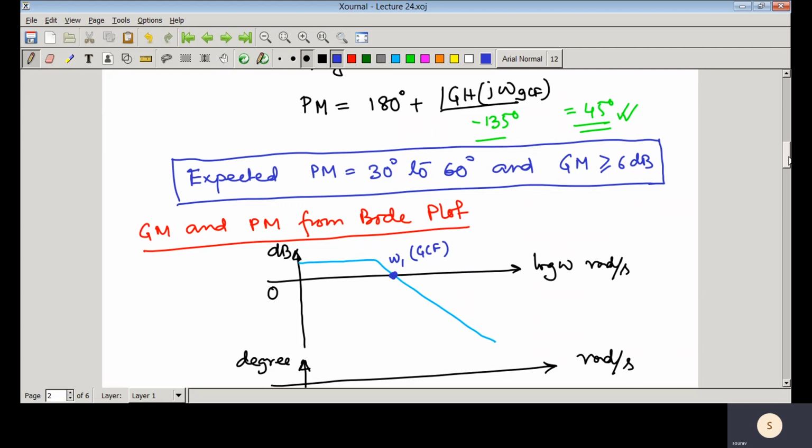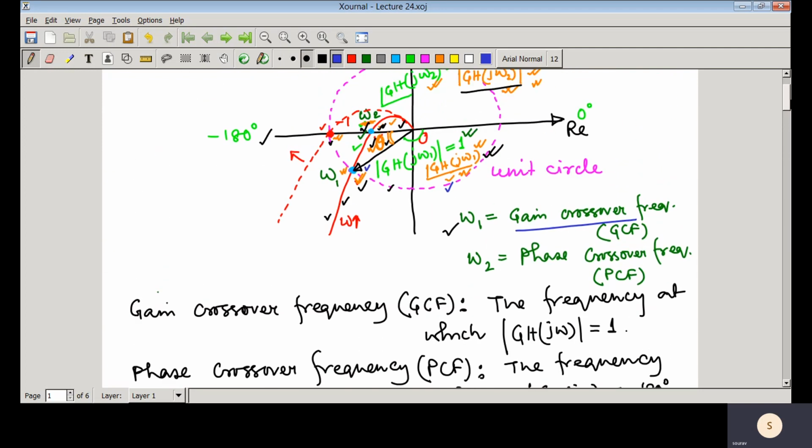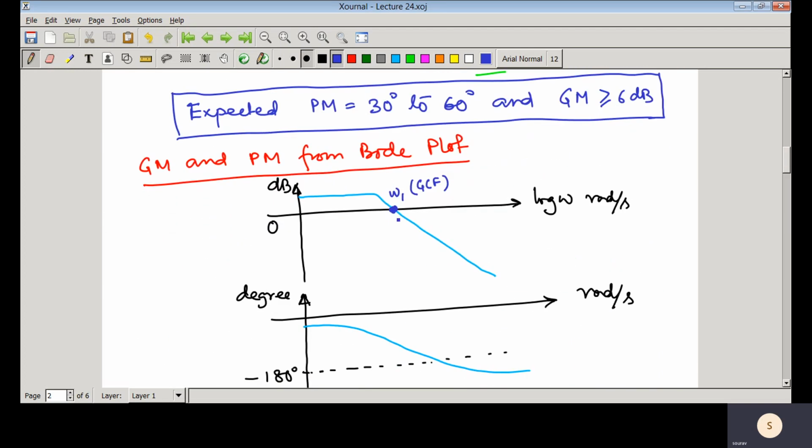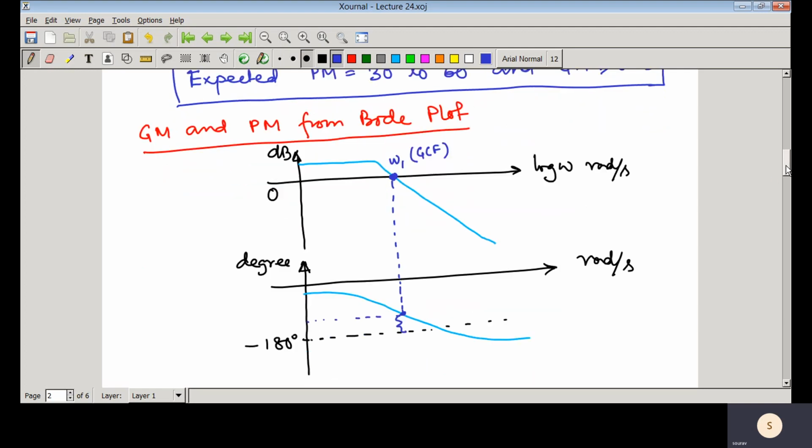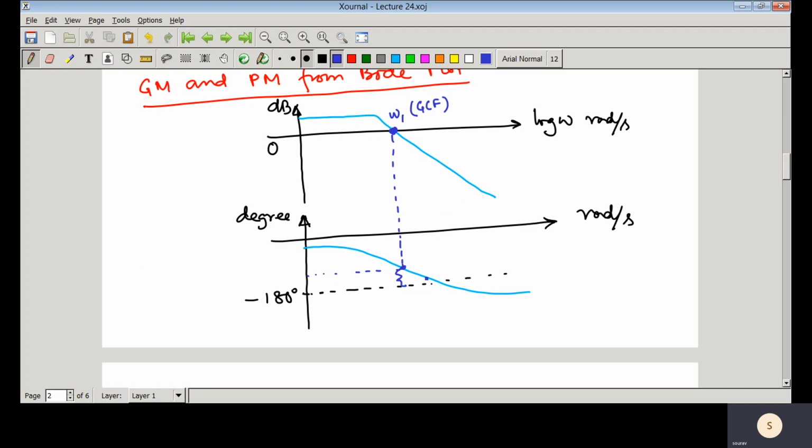And we have seen that at the gain crossover frequency, we check what the phase is. If we subtract it from 180 degrees, then that would give the phase margin. So let us see here. This is the frequency, and we can see that the phase is this one. So this much phase you have at ω equal to ω1, that means at GCF, and this is that angle. If we subtract it from that 180 degrees, then that is the phase margin. So we can see how to get the phase margin from the Bode plot.